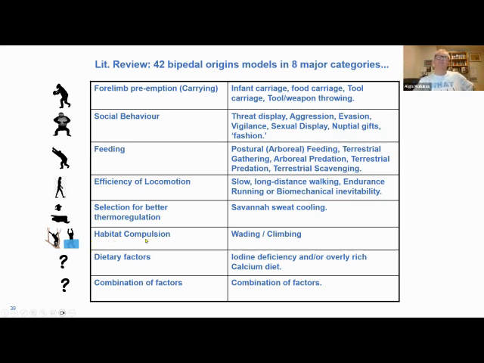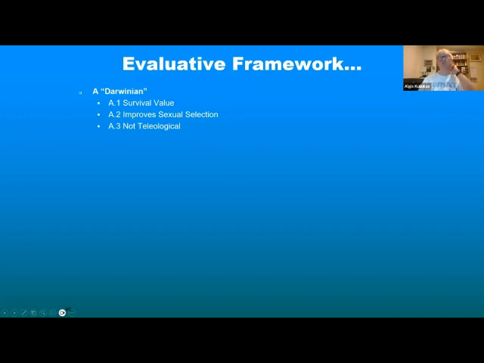I've got this one called habitat compulsion. Basically in trees and in water, you kind of are compelled to move bipedal. And there are some other weird ones as well that I won't bother about. But basically I did an analysis, and this is my marking rubric. I'm going to go through it pretty quickly.